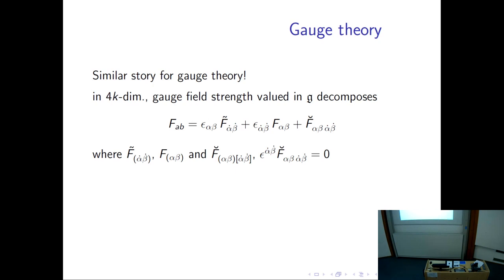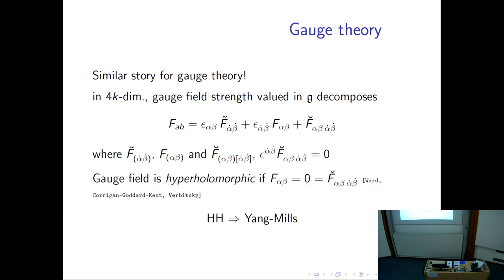And the new thing: if I was in 4 dimensions, I would just have the first 2 terms here. The thing you pick up in higher dimensions is this new thing we call F check or cap or something. This is just because the anti-symmetric representation of Sp(k) has non-trivial trace-free parts when k is greater than 1. And we say that a gauge field is what's called hyperholomorphic if the last 2 terms in this expansion vanish. So this is something that was written down in the 70s.